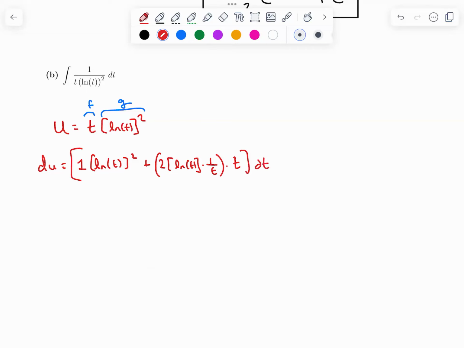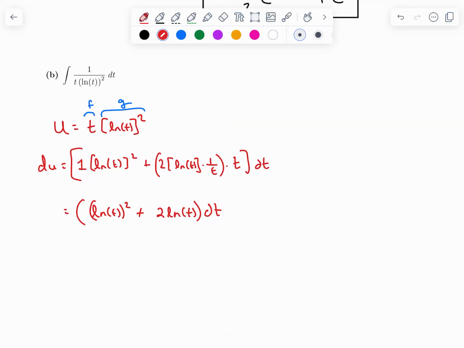Now, this doesn't necessarily mean that it's on the wrong path yet. We're not certain. We're still doing it correctly, but we're not certain if this is going to get anywhere. But this ends up being ln of t quantity squared plus 2 ln of t dt. And you'll notice that this isn't going to really get us anywhere.